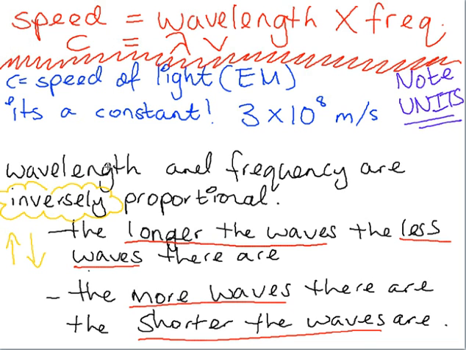Okay? But wavelength and frequency are inversely proportional. It means the longer the waves, okay, so the more wavelength, the less waves there are, so the less frequency. So if wavelength is more, frequency will decrease. They're inversely proportional. It's not like when one increases, the other increases. No, when one increases, the other decreases. So the longer the wave, the fewer waves there are. The more waves there are, the shorter the waves.